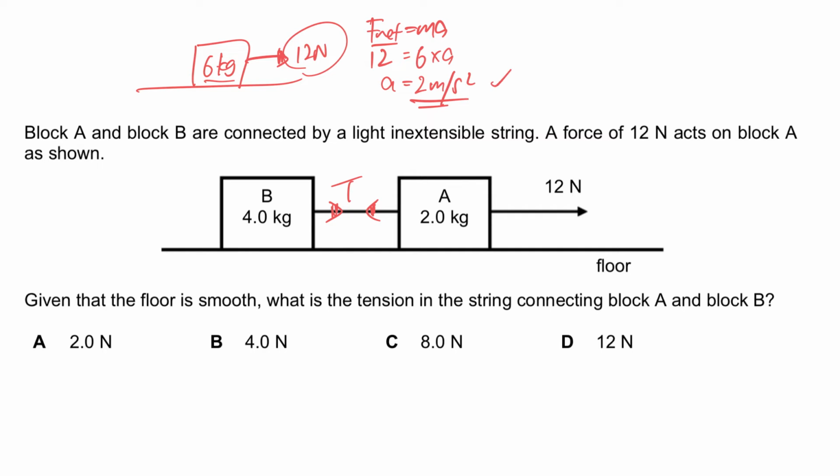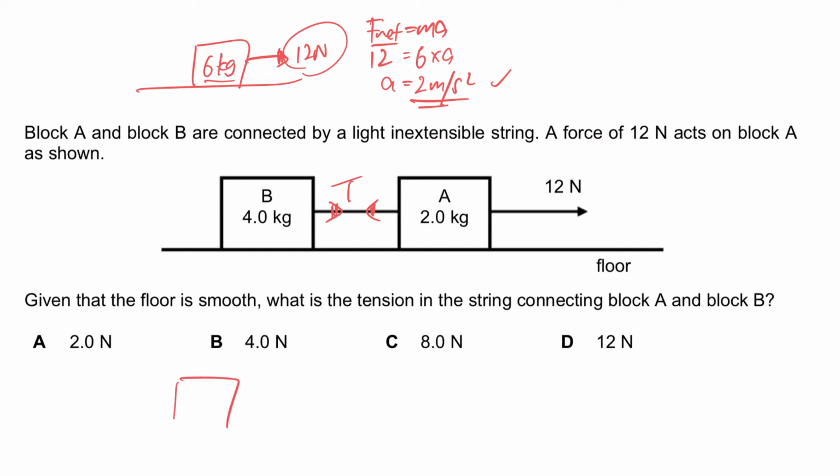Once you have found this, the next step is to draw a free body diagram for each individual box. Now, which one do you draw first? Of course, it's good practice to choose the one with the least number of forces acting on it. So I will choose to draw the free body diagram for B, because there's only one force, and that's the T that I want to find.